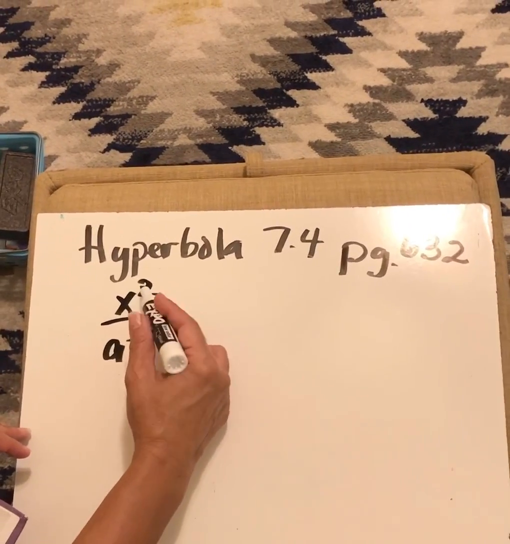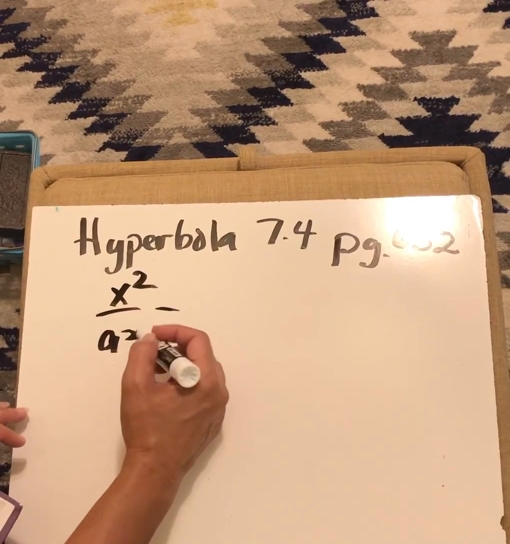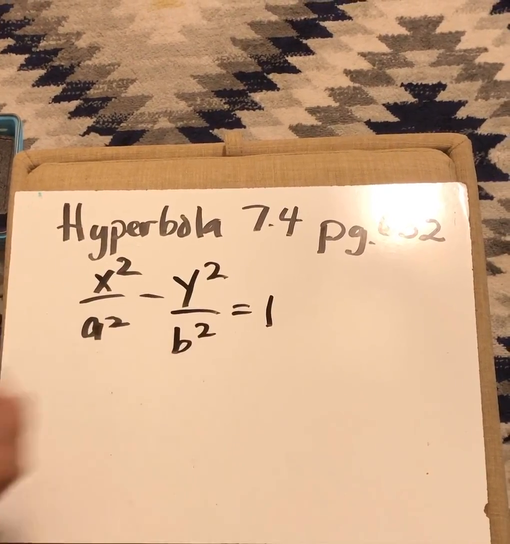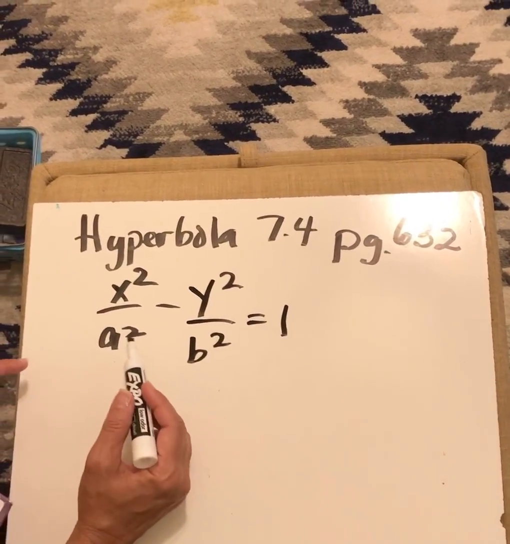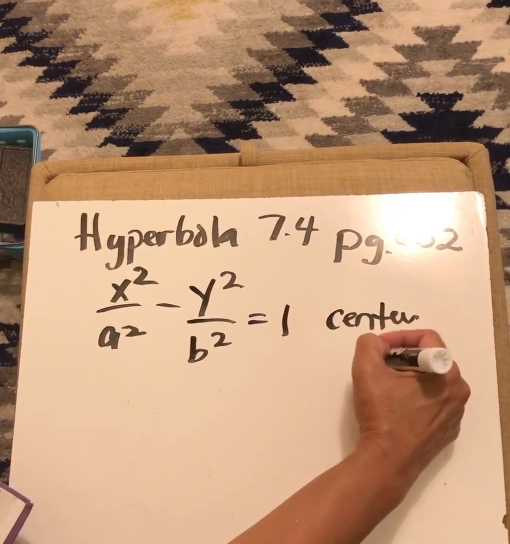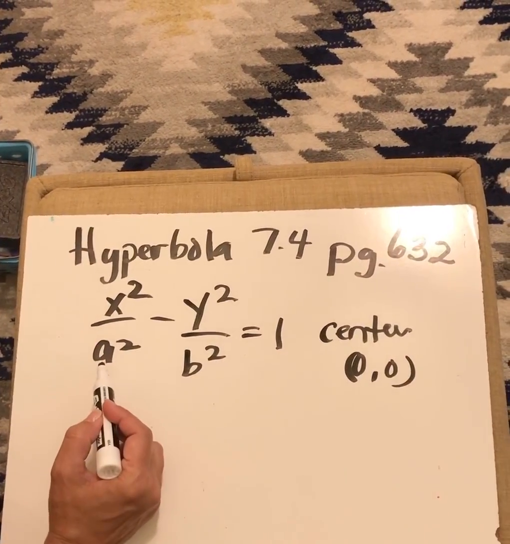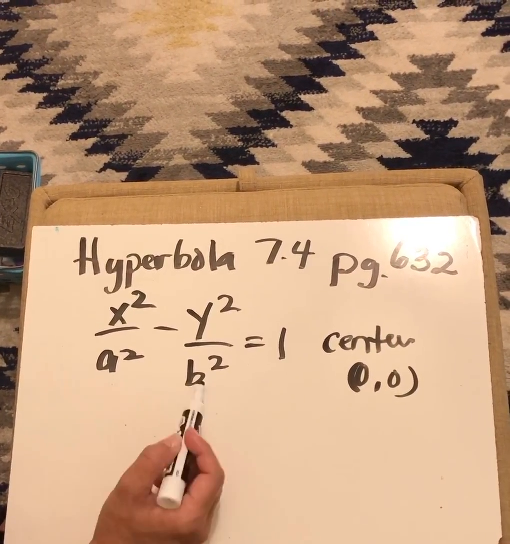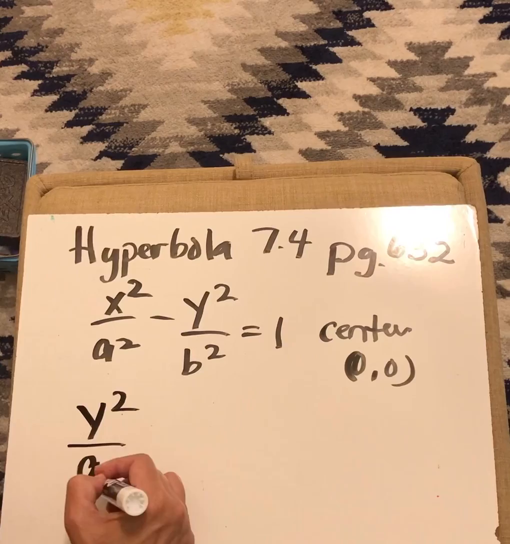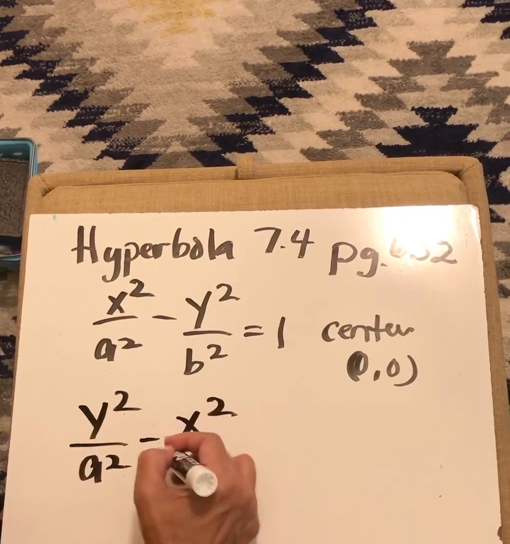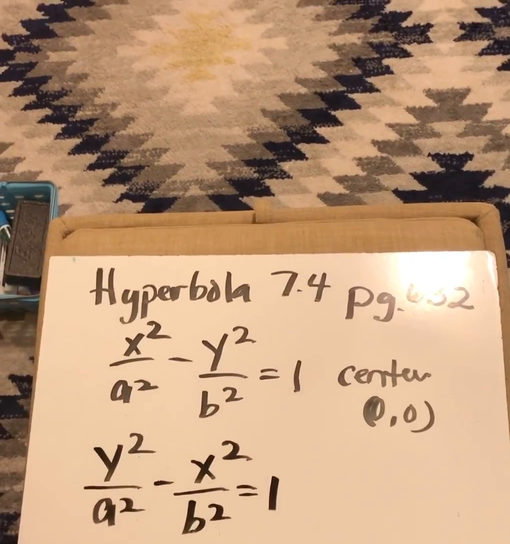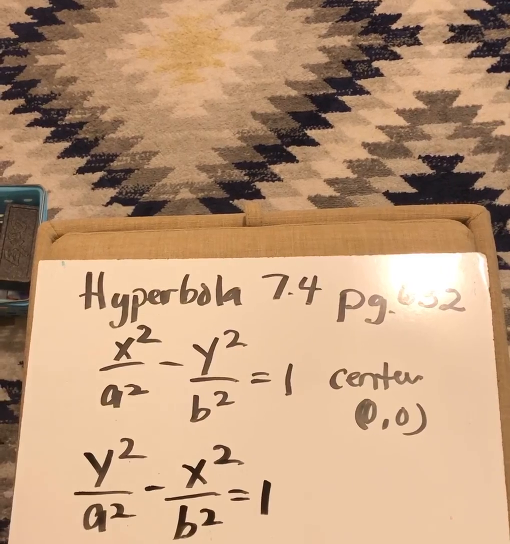So here's an example of a standard equation for a hyperbola. x squared over a squared minus y squared over b squared equals 1. So there's one difference: there's going to be a subtraction sign. On the standard equations where the center of the hyperbola is at 0, 0, the a squared and the b squared are going to stay in the same spot. So here's one standard equation. The other standard equation is y squared over a squared minus x squared over b squared equals 1. The difference between these two is where the foci and the vertices are located.